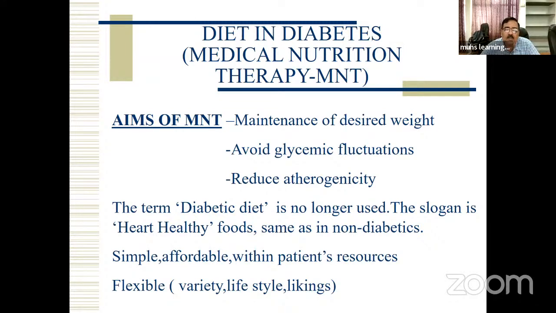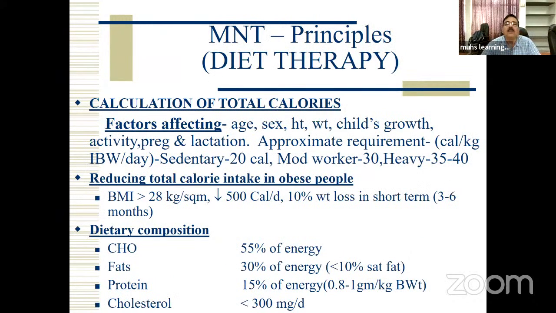So how to make it simple? It should be simple, affordable, within the patient's resources, and locally available. It should be flexible, with variety, likings, and all. You can't give the same food to a person from down south of India and to a person from Ukraine, because the styles and likings are all different.